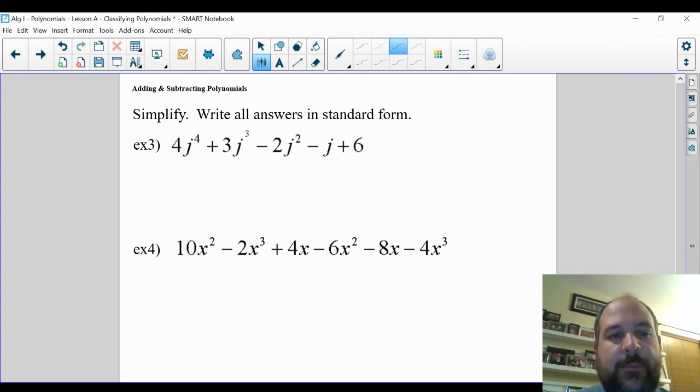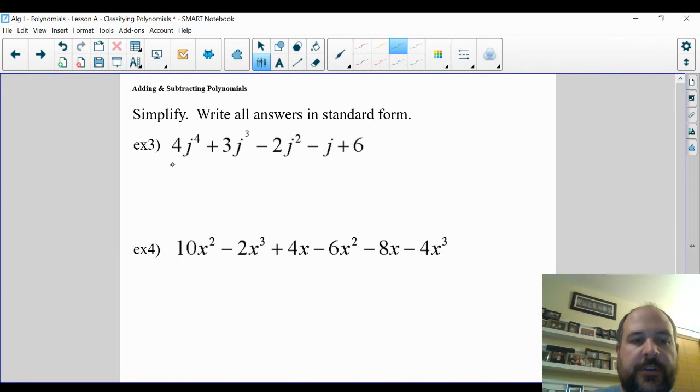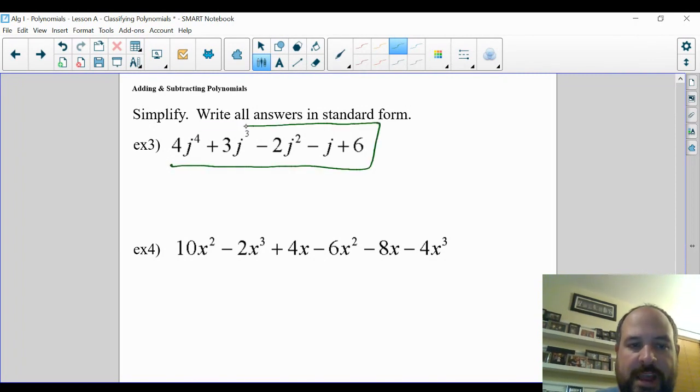All right, so in example 3, you may have looked at that and said, wait a second, I have j to the fourth, I have j to the third, a j squared, a j, and just a constant. None of those are like terms. That one you didn't have to rearrange or combine anything at all. That was already in standard form.